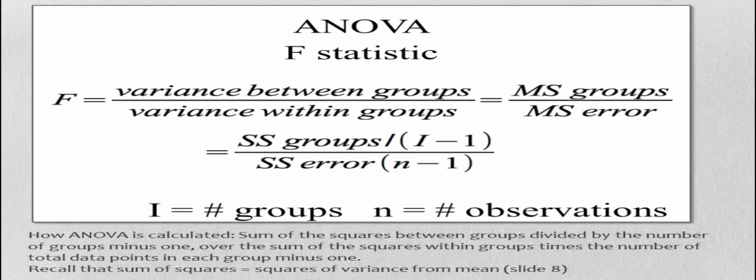And the way that's expressed is the mean squares of the groups over the mean squares of error, which is just a fancy way of saying that you look at the sum of the squares between the groups divided by the number of groups minus 1, over the sum of the squares within the groups divided by the number of total data points in the groups minus 1. The sum of squares, the SS, is the squares of the variance from the mean. And we talked about that on slide 8 when we were calculating standard deviation.